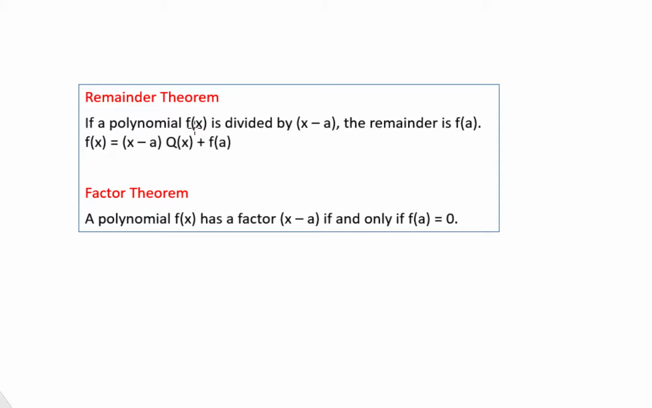So the remainder theorem states that if a polynomial f of x is divided by x minus a, the remainder is f of a. Okay, so I'm just going to rewrite what they have here because this can be quite confusing when you first see it. So if we take a polynomial f of x and we divide this by x minus a, we're going to get some function of x, plus the remainder, right? And the remainder could be 0, but it might not be. All the remainder theorem is saying is that this remainder is equal to f of a. That's it.